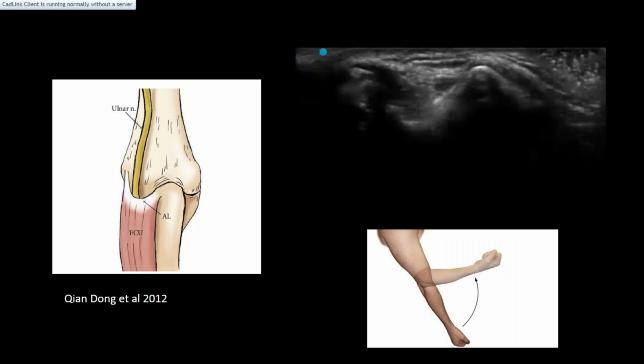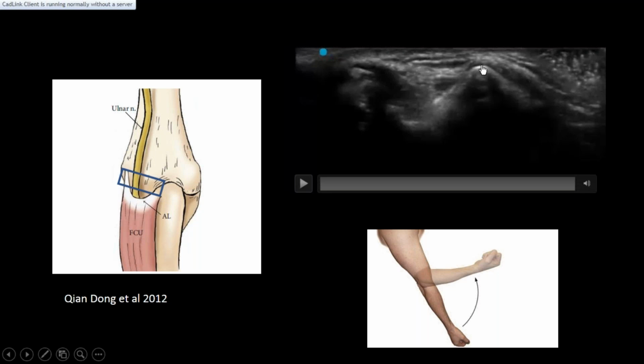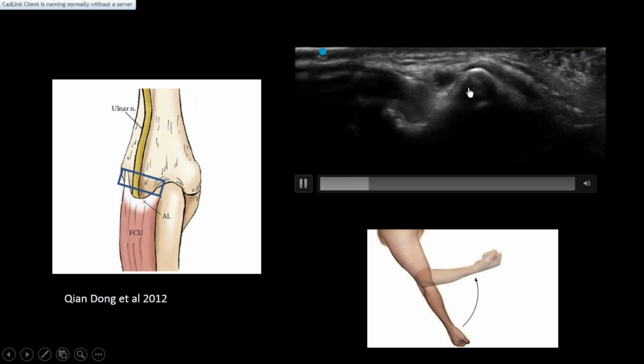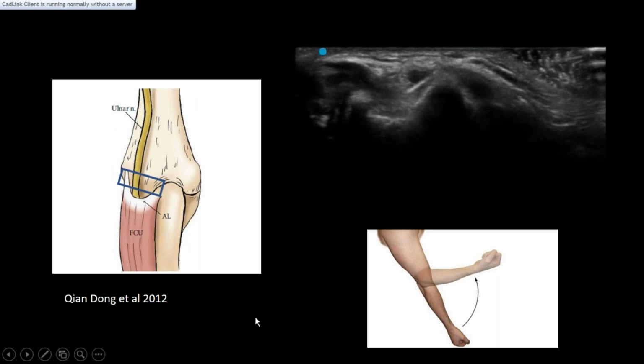Now, another thing that we can do with real-time ultrasound is dynamic examination, and that's the beauty of ultrasound compared to other imaging modalities. We don't just see static images; we can do dynamic testing. For the ulnar nerve at the elbow, we can look for any subluxation. So we put the probe transversely across the ulnar nerve, bridging the olecranon process and medial epicondyle. That's the ulnar nerve, this is the medial epicondyle, and that's the olecranon. Then we ask the patient to flex the elbow and see if the nerve stays in the groove or if it moves out of the groove.